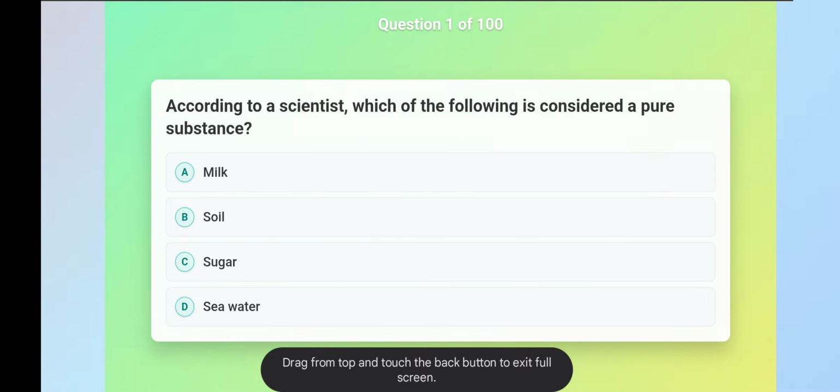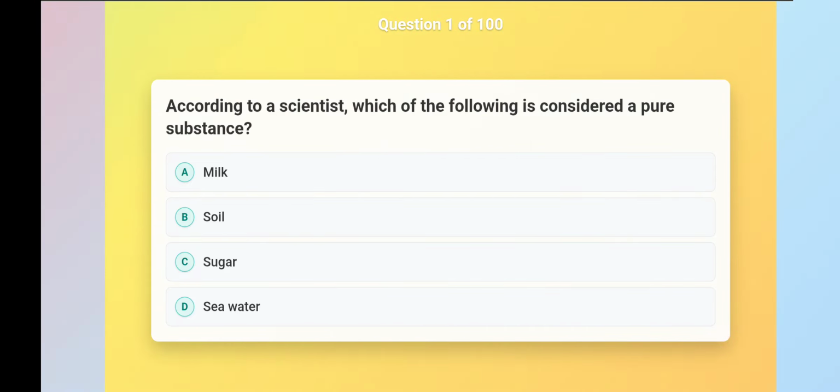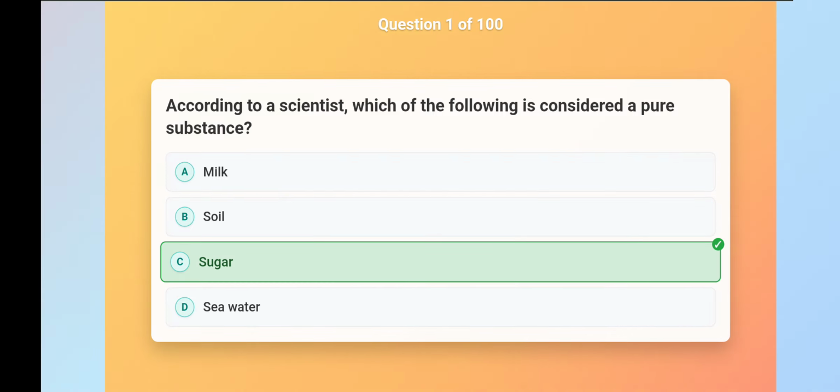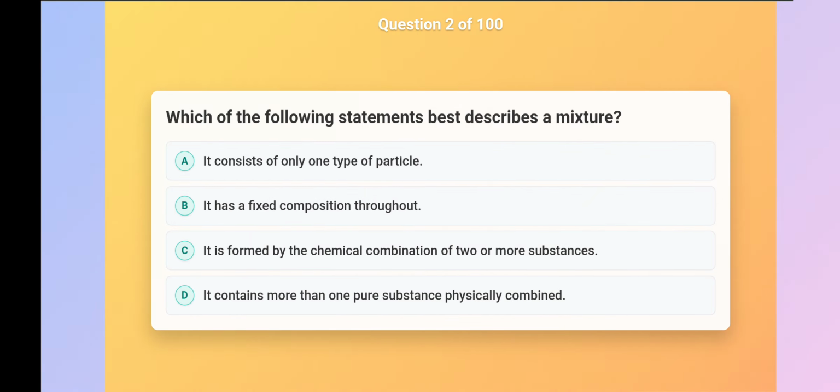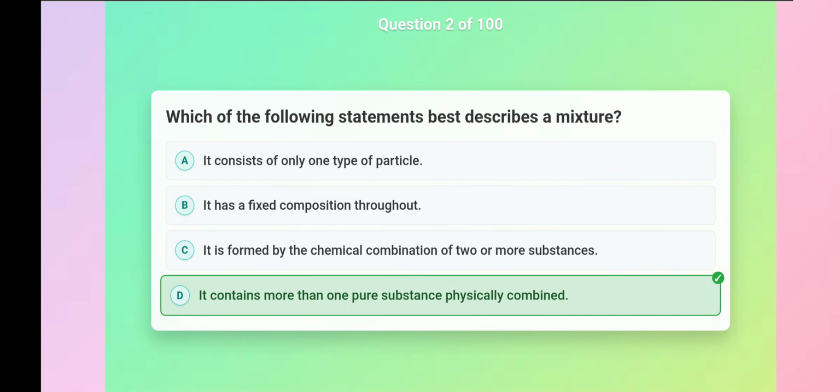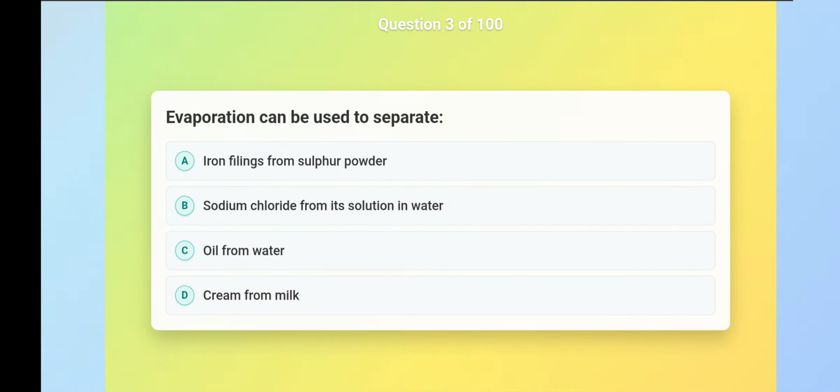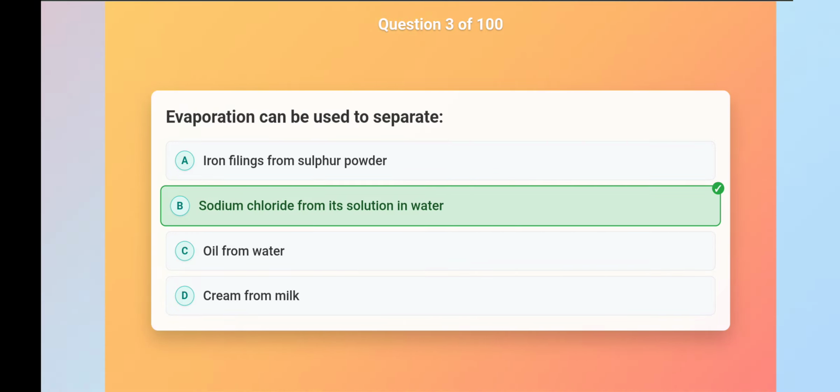Which of the following is considered a pure substance? Sugar. Which of the following statements best describes a mixture? It contains more than one pure substance physically combined. Evaporation can be used to separate sodium chloride from its solution in water.